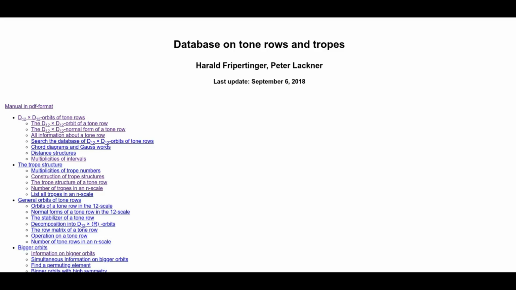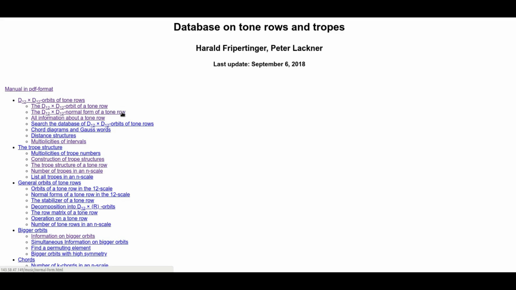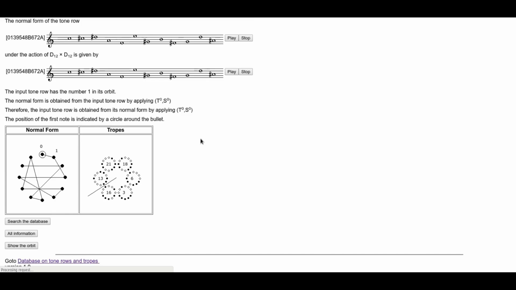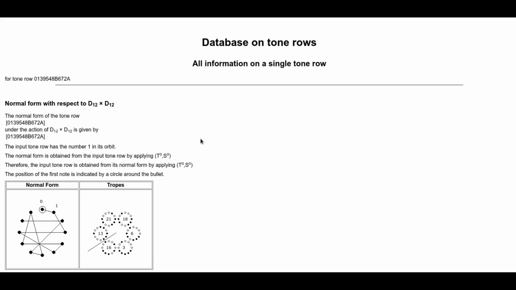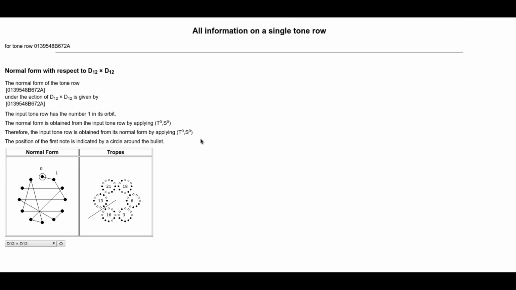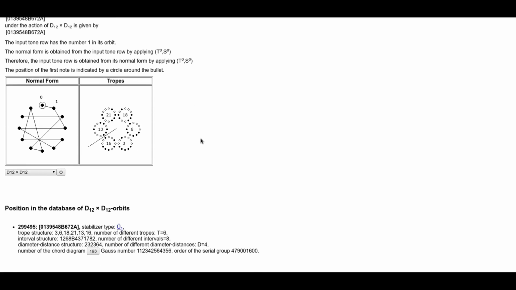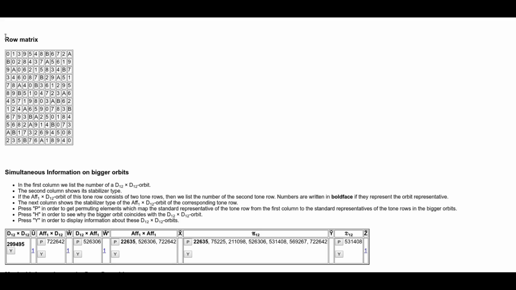So now I go to the database on tone rows and tropes, and I want to check if my tone row is in normal form. And that's important because ideally you want to create your 12-tone grid from the first row being in normal form. So luckily, in this example, my tone row is already in normal form. That's handy, but it's not always the case. It's very important to check that before you start your compositions.